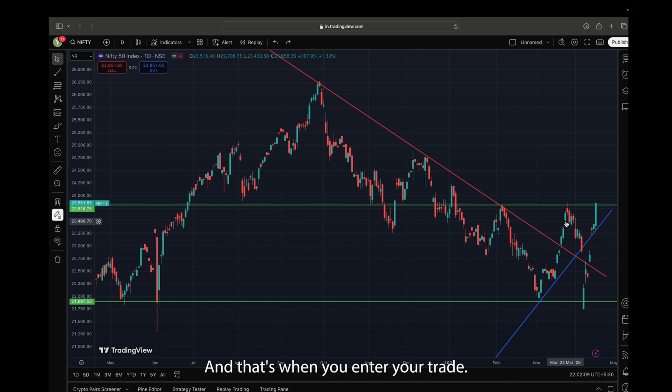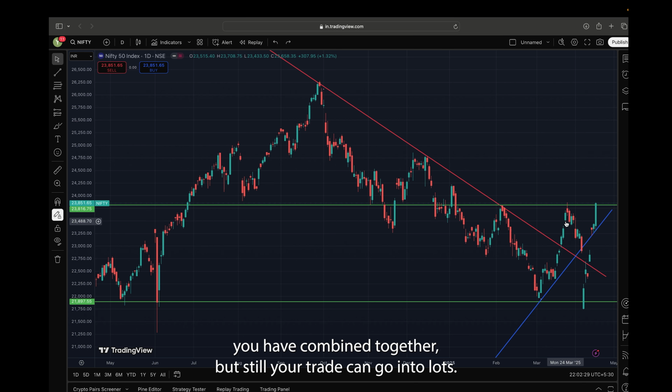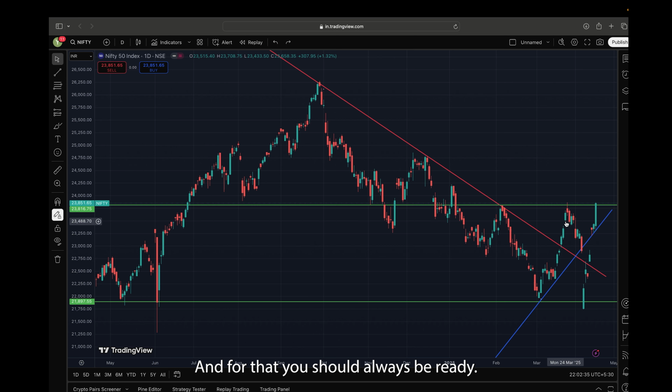And that's when you enter your trade. But place your stop loss just under the trend line and again go for a 2:1 reward to risk trade. So always keep your risk management in mind, because given all the factors you have combined together, still your trade can go into loss, and for that you should always be ready. And how can you be ready? With your stop losses. That will protect your capital. So this strategy will help you avoid those fake breakouts that trap so many traders.